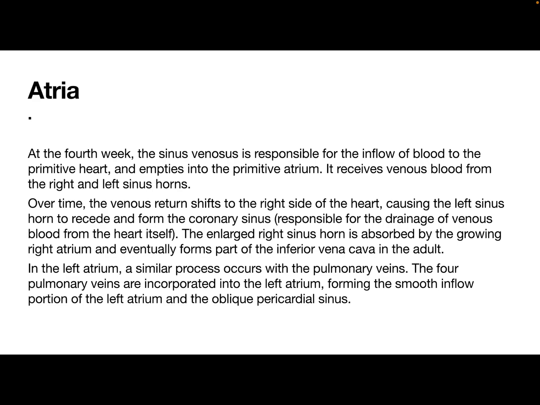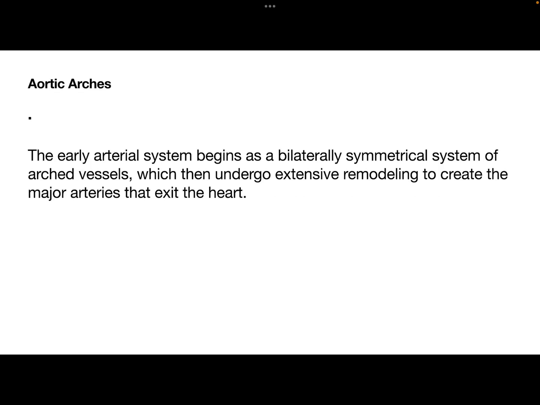The enlarged right sinus horn is absorbed by the growing right atrium and eventually forms part of the inferior vena cava in the adult. In the left atrium, a similar process occurs with the pulmonary veins. The 4 pulmonary veins are incorporated into the left atrium, forming the smooth inflow portion of the left atrium and the oblique pericardial sinus.